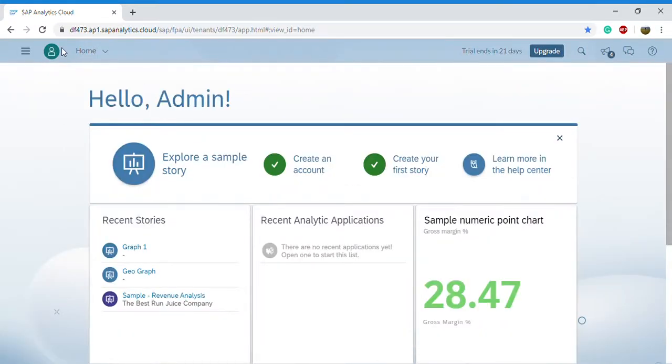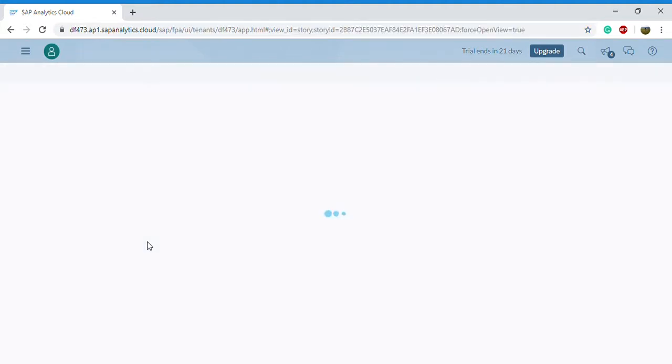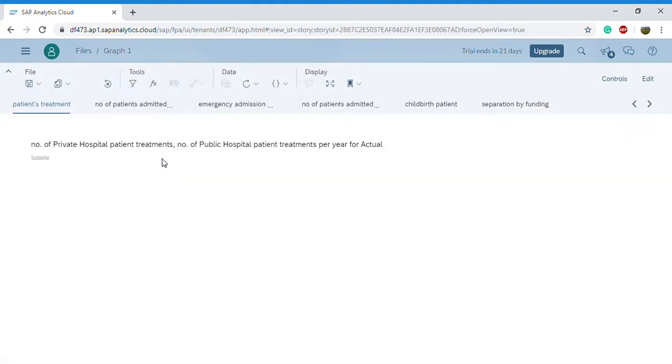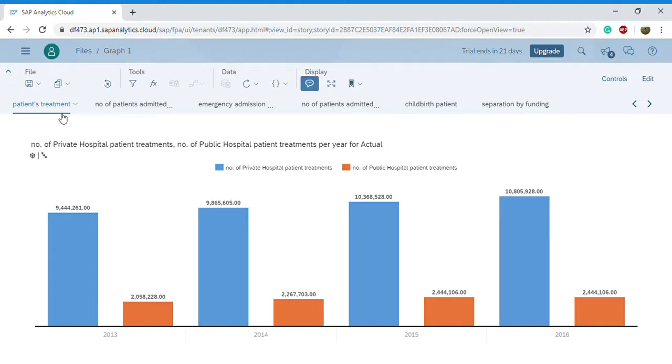Like here we are. Here you can see your profile and all the functional tools. You can also see the data visualization stories that you already created in the recent stories tab. Here I already created my story as Graph One. When you open it, you can see 10 different visualizations. Let's start with the first visualization.